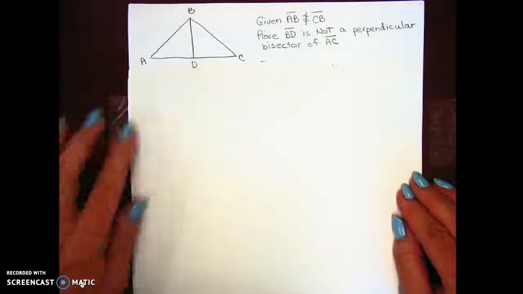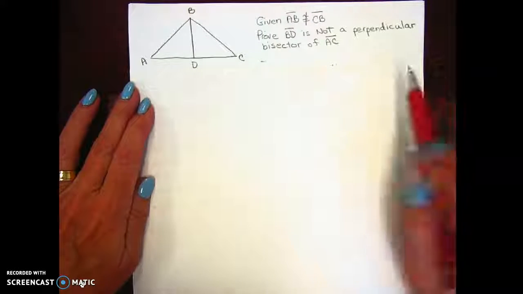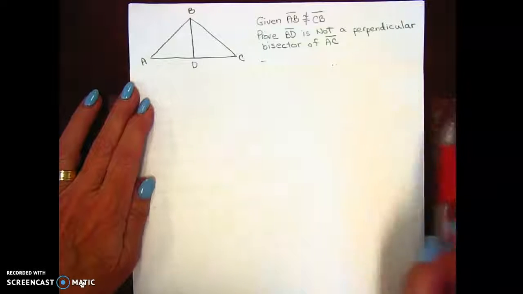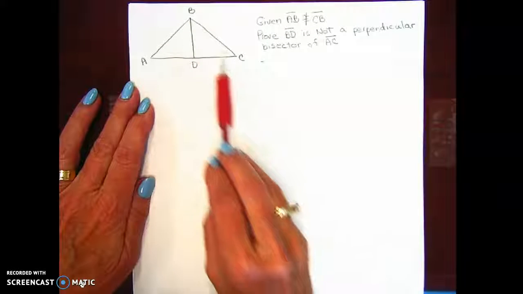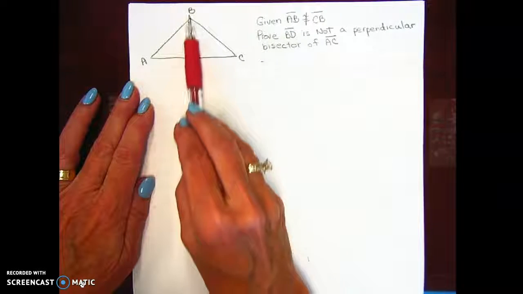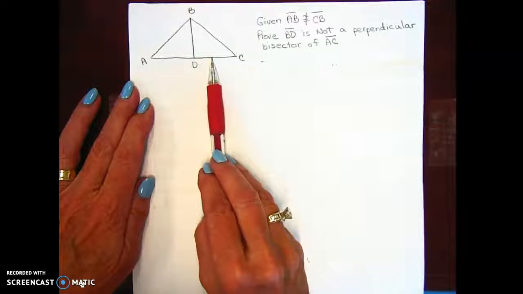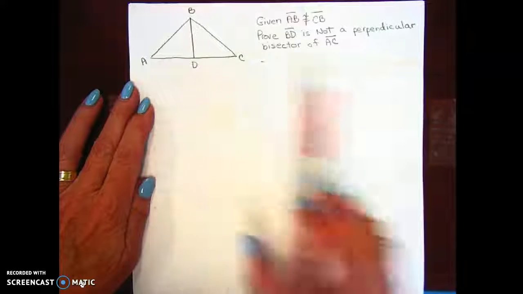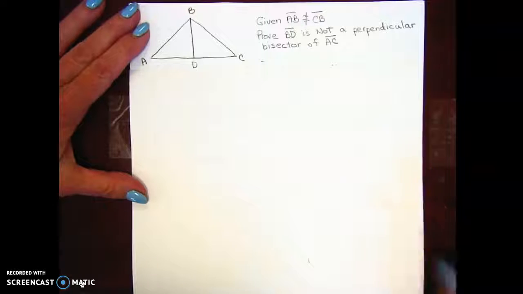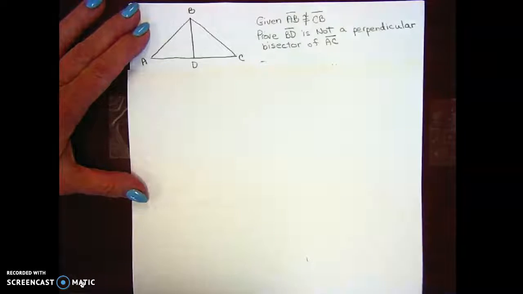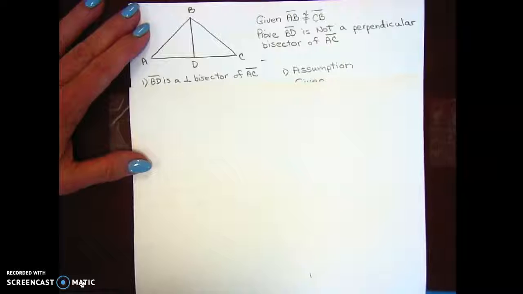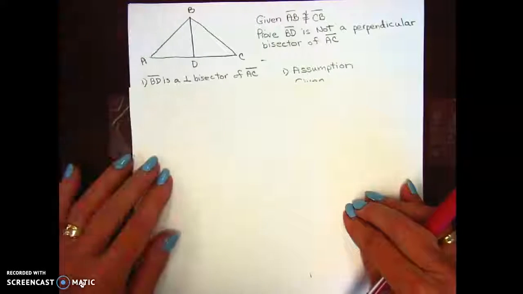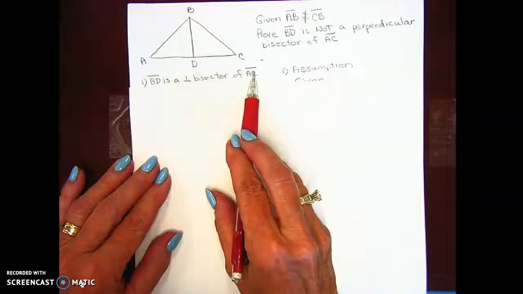Okay, we're going to go over an indirect proof. So I have a statement, given AB is not congruent to CB, prove that BD is not a perpendicular bisector of AC. Every indirect proof starts out with contradicting what you want to prove. So I'm going to start and say, okay, I'm going to assume that BD is a perpendicular bisector of AC.